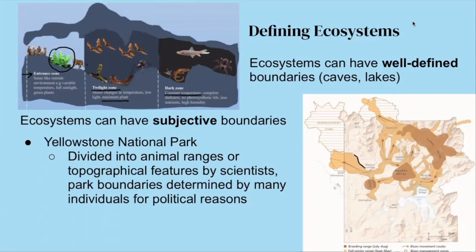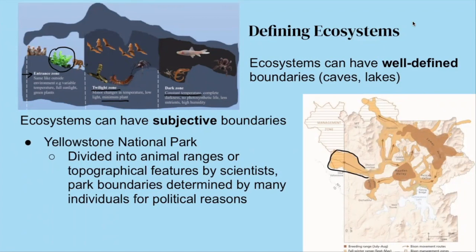This lighter orangey tan colored range goes throughout the upper part of the park. This is the fall winter range of bison. So scientists are interested in what these bison are doing in fall and winter, and this is an ecosystem they're looking at: the interactions between bison and their environment and the abiotic factors there as well.